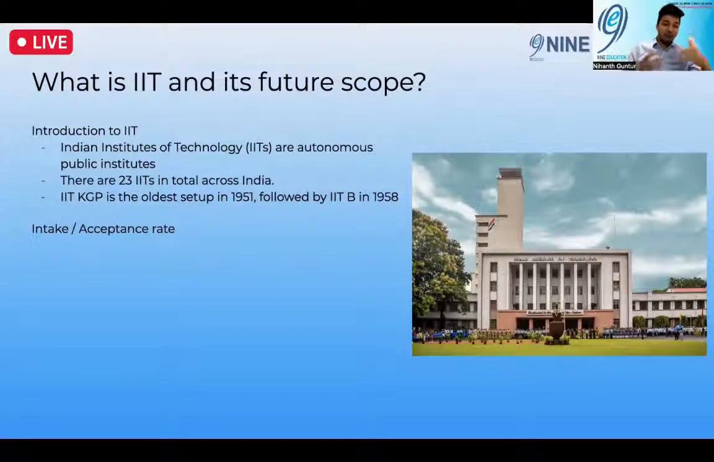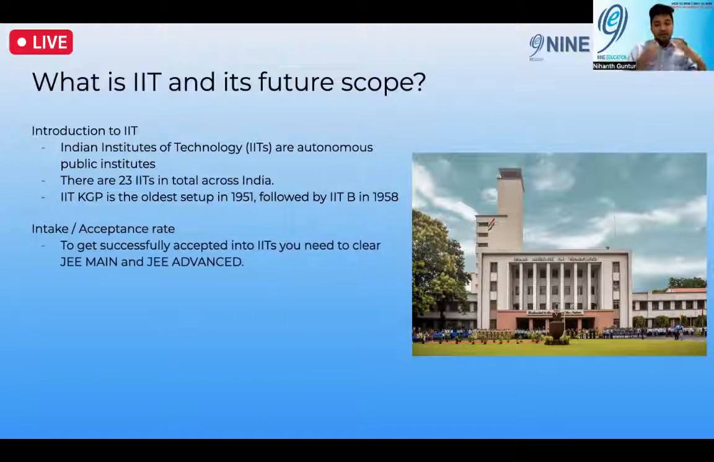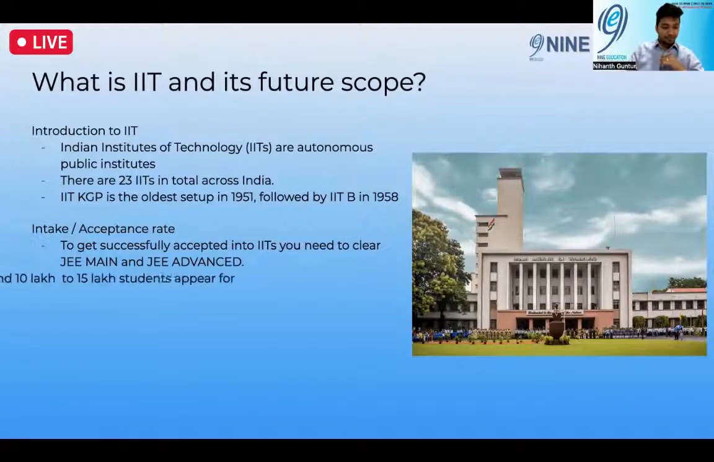So let's talk about how we actually get into these IITs. What is the intake process like? To get accepted into one of the IITs, you need to clear an exam called the JEE, which is the Joint Entrance Exam. It's divided into two parts, JEE Mains and JEE Advanced.